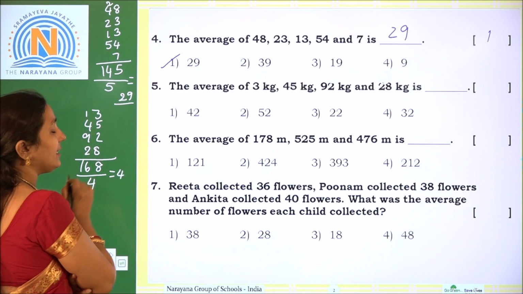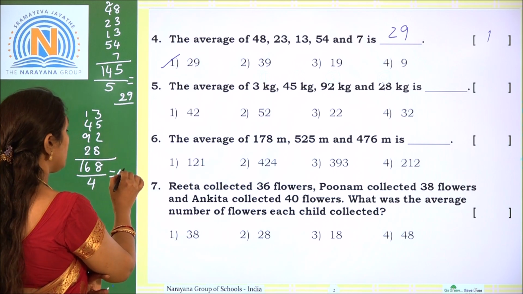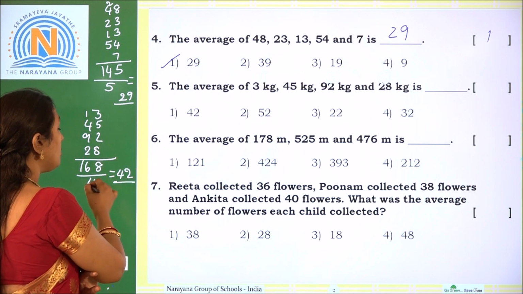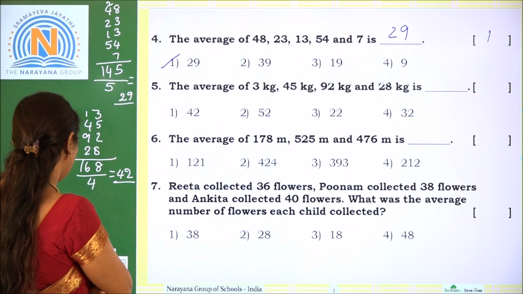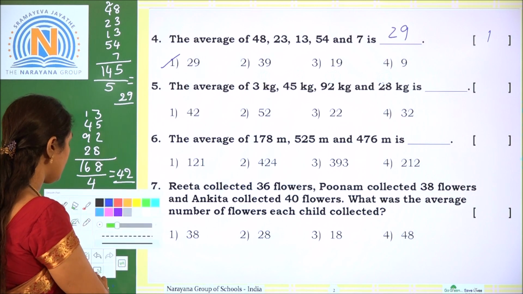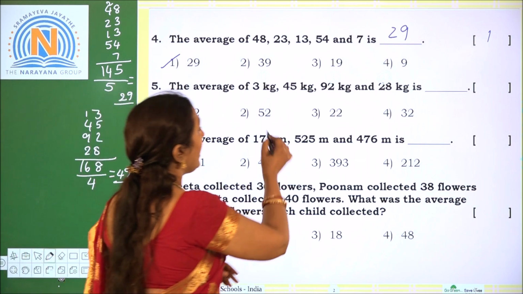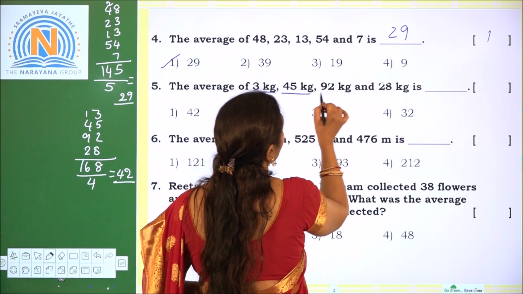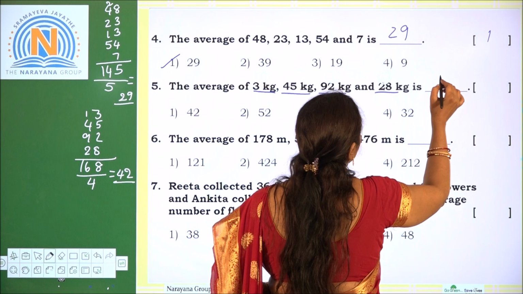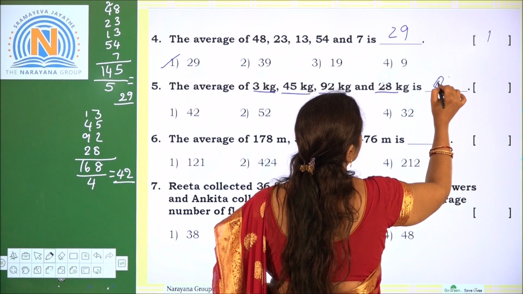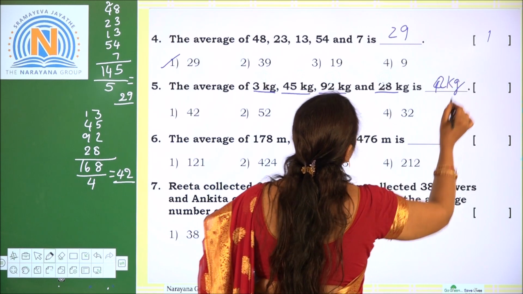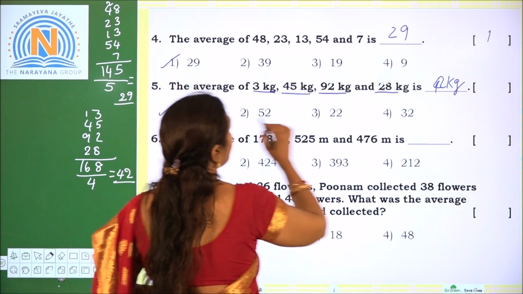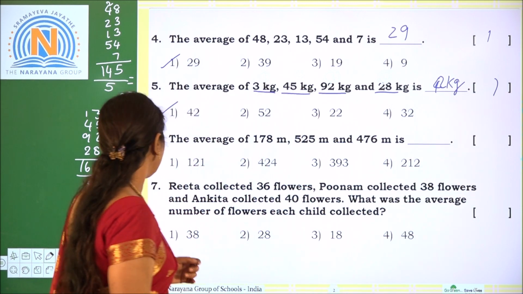And how many 4s are there in 8? 2. Sorry, 2. So 42. 2 4s are 8. So 42 is the average. The average of 3 kgs, 45 kgs, 92 kgs, 28 kgs is 42 kgs. So which is the correct option? 42, option 1. Okay. Next one.